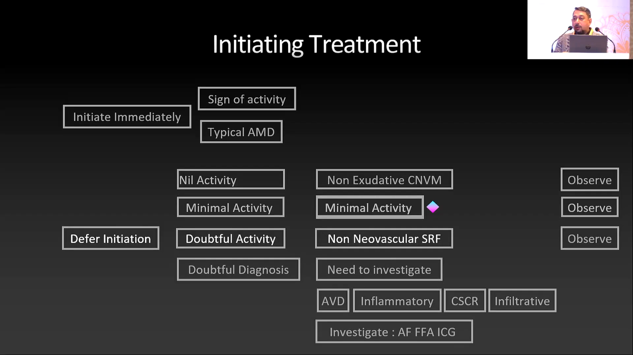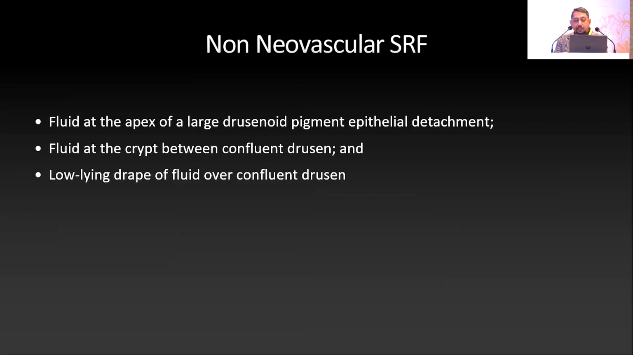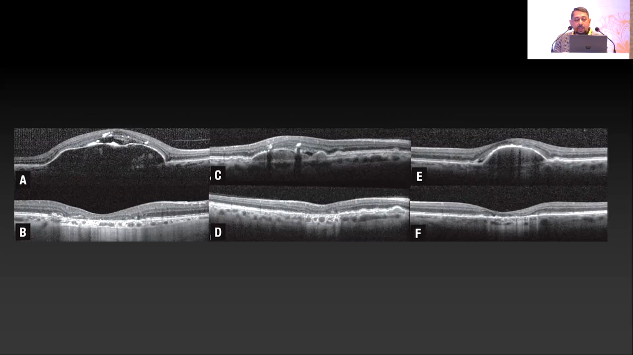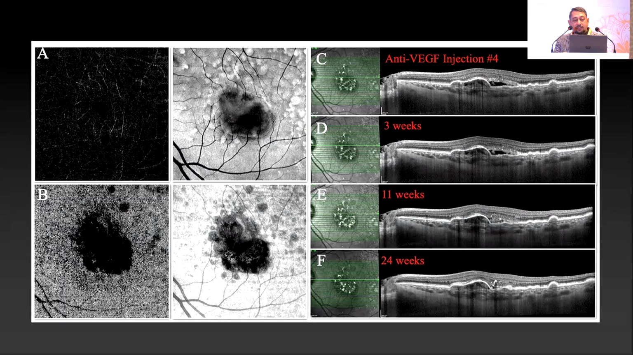So when do you have doubtful activity? When you have a condition called non-neovascular SRF. You have subretinal fluid, but it is not neovascular. There are three types. One, when you see it on top of the PED or between two PEDs like a drape, or at the edge of the PED. These are the evidences or defined evidences of non-neovascular SRF, and you may defer treatment.